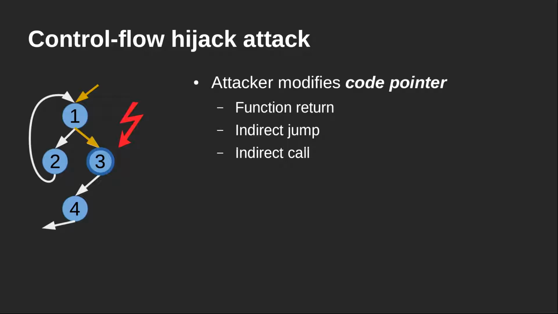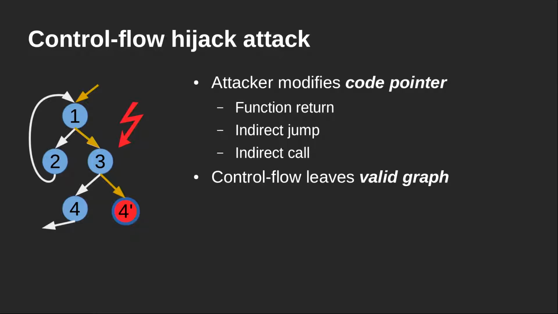An attacker at one point in time might be able to modify a code pointer. Code pointers can be either function returns, indirect jumps, or indirect calls. These are all instructions that are used on our hardware to control how the control passes from one basic block to another basic block, basically from one node in the graph to another node in the graph. And if an attacker can control these code pointers that are then used in the program, the attacker can redirect the execution to a different location.